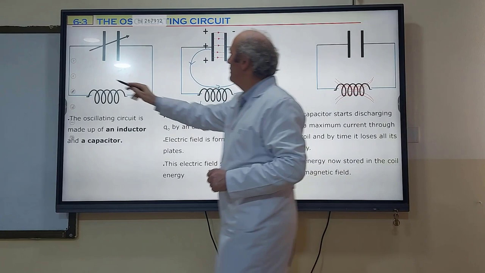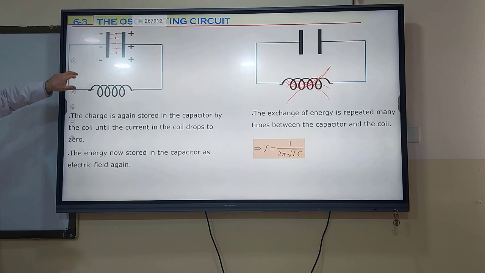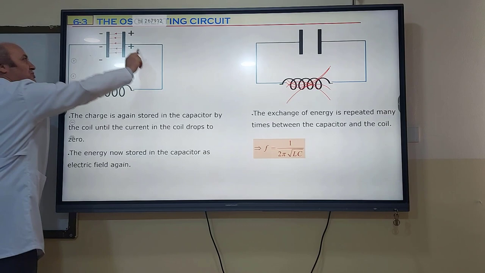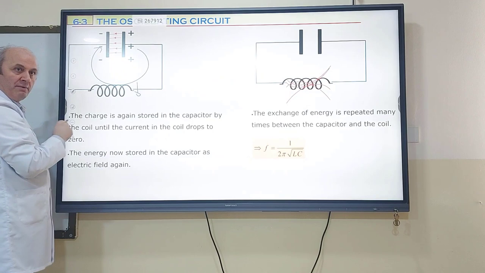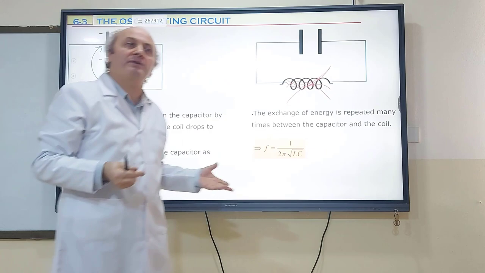Initially, the left plate was positive and the right was negative, but after discharging, because of the self-induced current, the left becomes negative and the right becomes positive. Later it again discharges over the coil. At the beginning, the maximum electric current exists again, but it decreases with time. This time it reacts again, and it charges again with opposite polarity. So you are going to observe electric current oscillating between the capacitor and coil continuously. This is what the resonating circuit is.